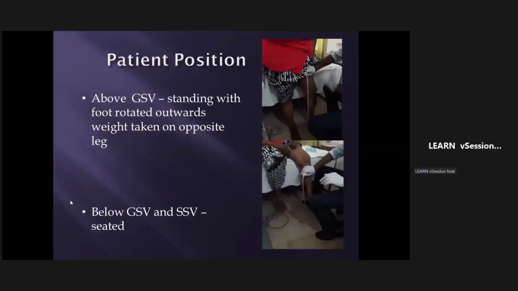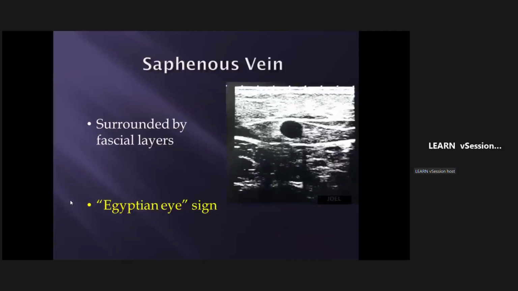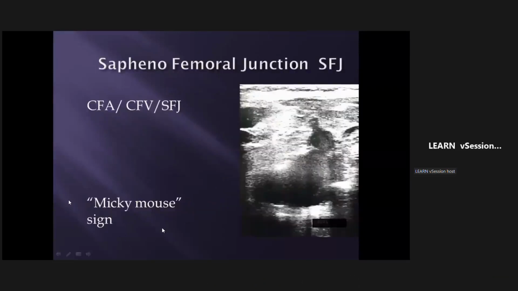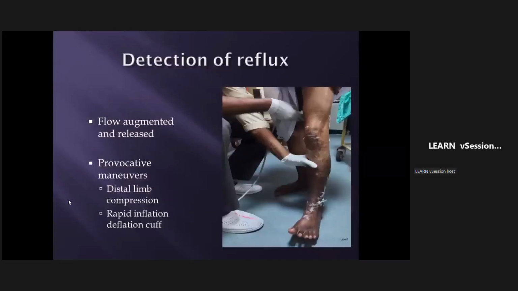You may not want to know the position, but this is how it is done. And this is how you see a great saphenous trunk. You see the vein as a dark circle, and you see fascial layers on either side which appear as an eye. You don't need to know this. And this is how you see the SF junction. Again, you need not know this. And this is how we detect the reflux.